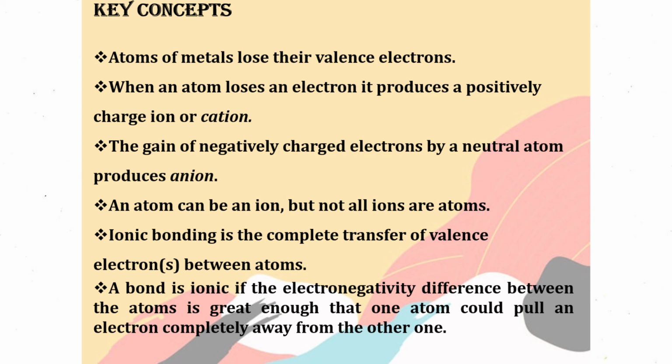Fifth, ionic bonding is the complete transfer of valence electrons between atoms. And lastly, a bond is ionic if the electronegativity difference between the atoms is great enough that one atom could pull an electron completely away from the other one.